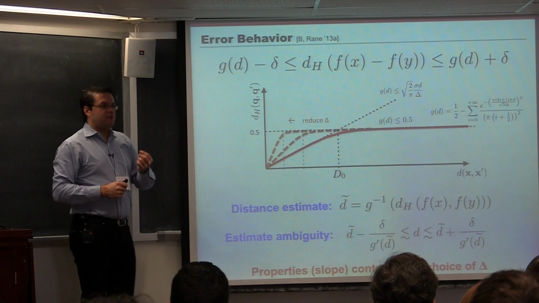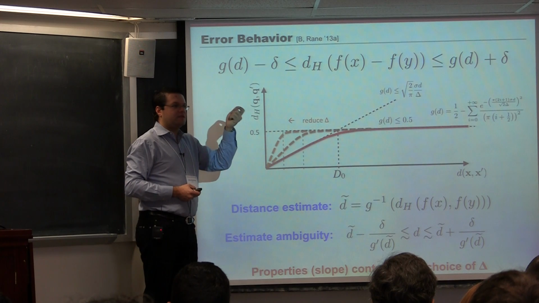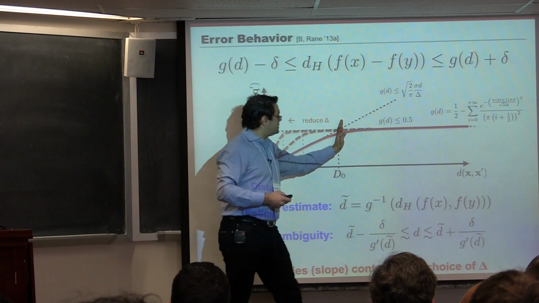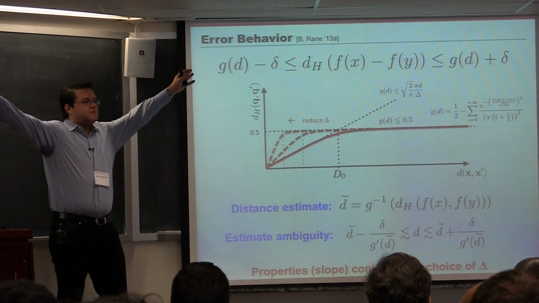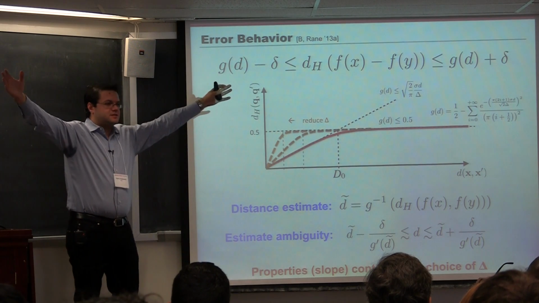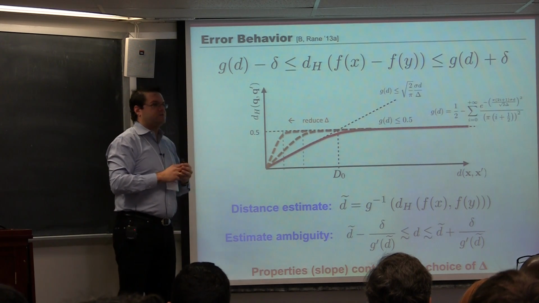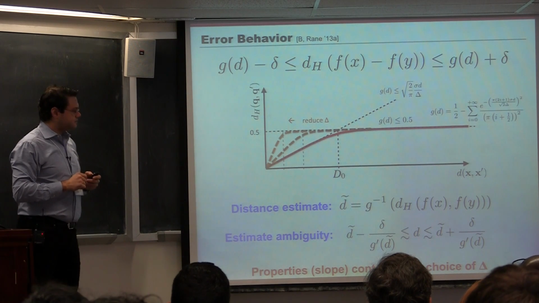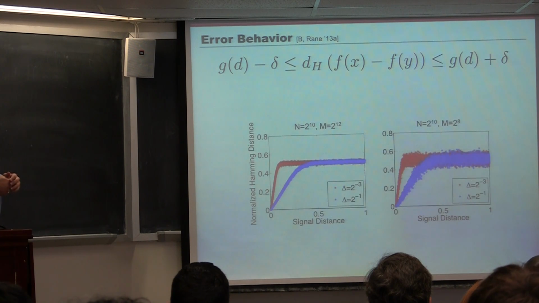But then the question is, what is the ambiguity? And it turns out the ambiguity depends on the slope of that curve. So if you figure out that the Hamming distance of the embeddings is 0.5, you don't know really how far the signals are. You know just that they're farther than this. Okay? So what I've done is I've shrunk all the large distances to distance 0.5. Okay, so I've really compressed my space in that sense. And I've eliminated all the information on those distances.